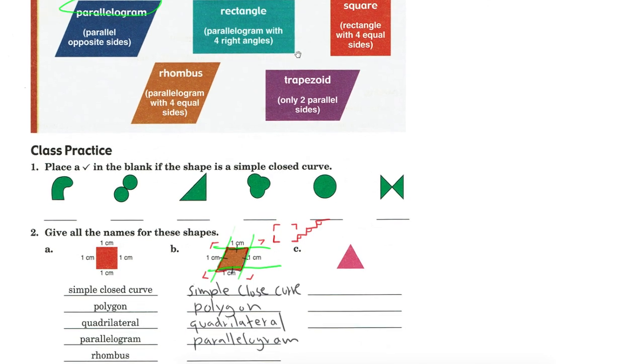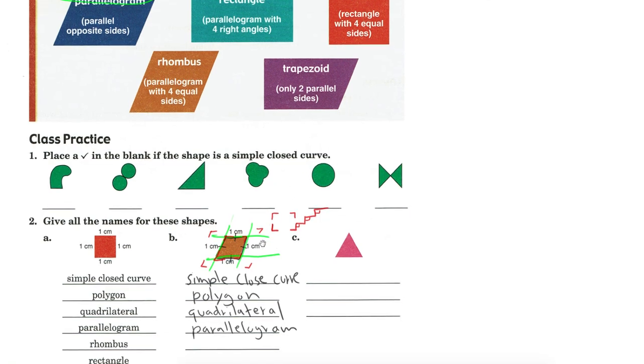Okay. Can I call this a square? No. Okay. Again, there are no 4 right angles. Is it a rhombus? Does it have 4 equal sides? Yeah, I can call this a rhombus. And the last one, is it a trapezoid? No, because it has 4 parallel sides, not just 2.